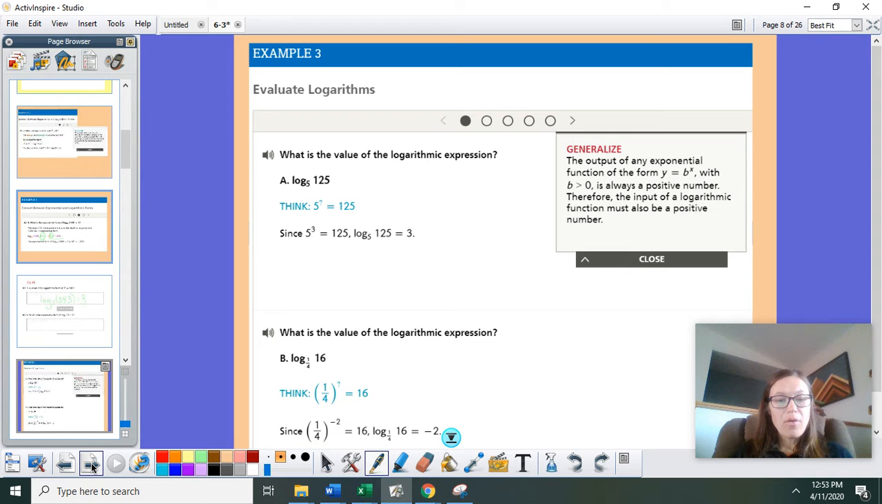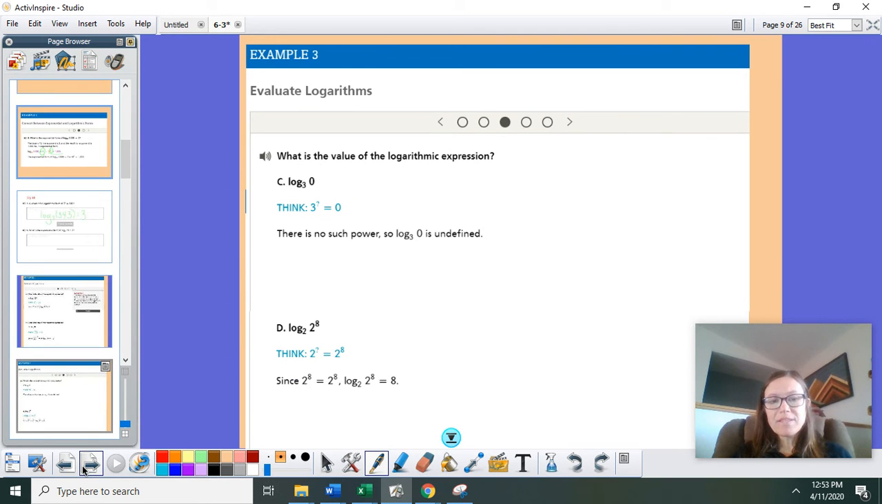In example B, we have a base of 1/4. And so we're saying, okay, 1/4 to what power would give me 16? This one is a hard one because of the negative symbol. And so 1/4 raised to the -2 power would give us 16. Finally, these last two examples, we think, okay, so 3 to what power would give me 0? Well, can a number to any power give you 0? No, so this is when we have an undefined situation.